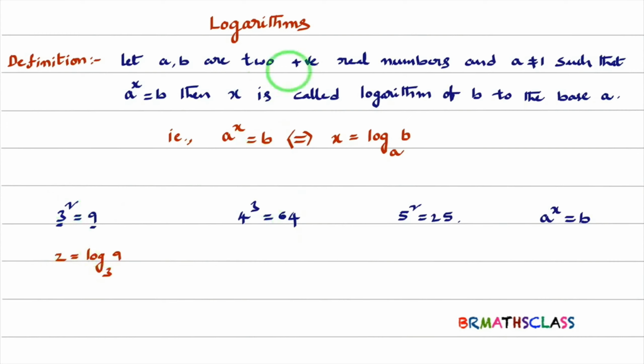Correct? From the definition, if you are able to identify 4 cube equal to 64, from this expression you write the logarithmic form from the definition. 3 is called, 3 is what? 3 is the logarithm of 64 base 4. I hope you are understanding. Now you see 5 square equal to 25. 2 is called the logarithm of 25 base 5.